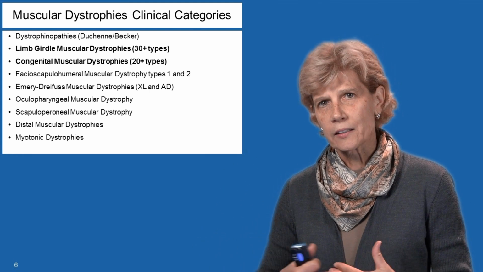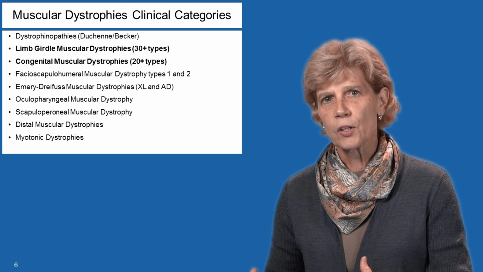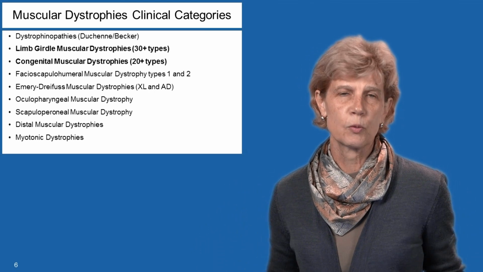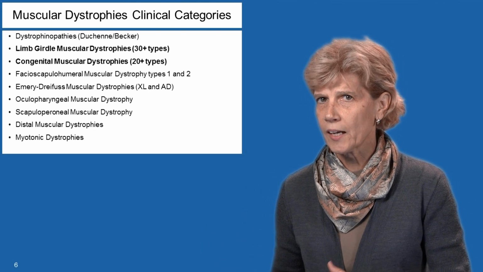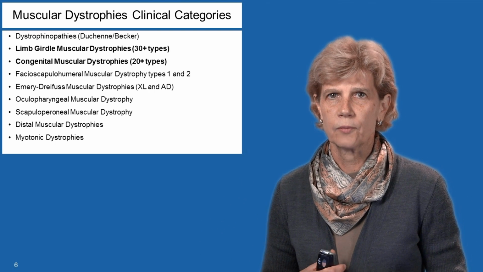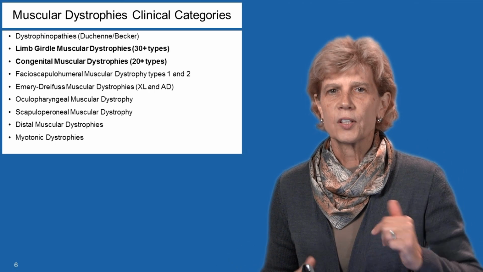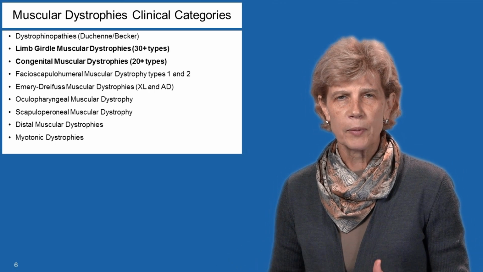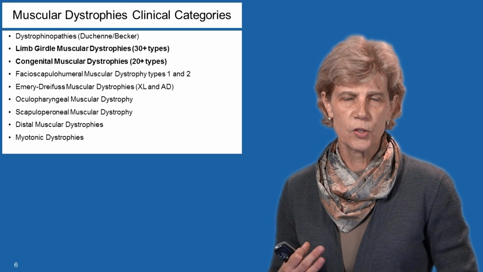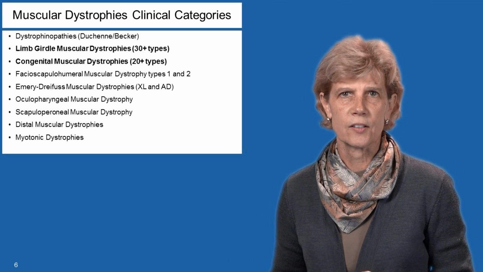So once I've made that clinical diagnosis that they have a muscular dystrophy that has weakness of the proximal arms and legs, I'm not done. Or that they have an early onset muscular dystrophy, I'm not done. And then you can see that there are other clinical classifications that we make when we have a patient in front of us based on what their history is and what their exam findings are.